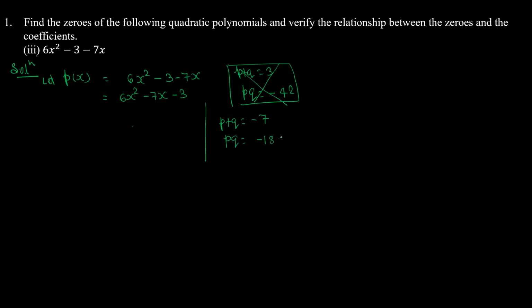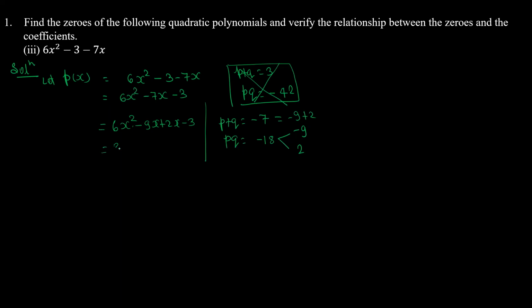-18. So this can be written as -9 and 2 times. So finally -9 plus 2. Okay, be careful, we have to make it in the order. तो अब इसको क्या लिख सकते हैं? 6x² - 9x + 2x - 3. तो कितना आया?